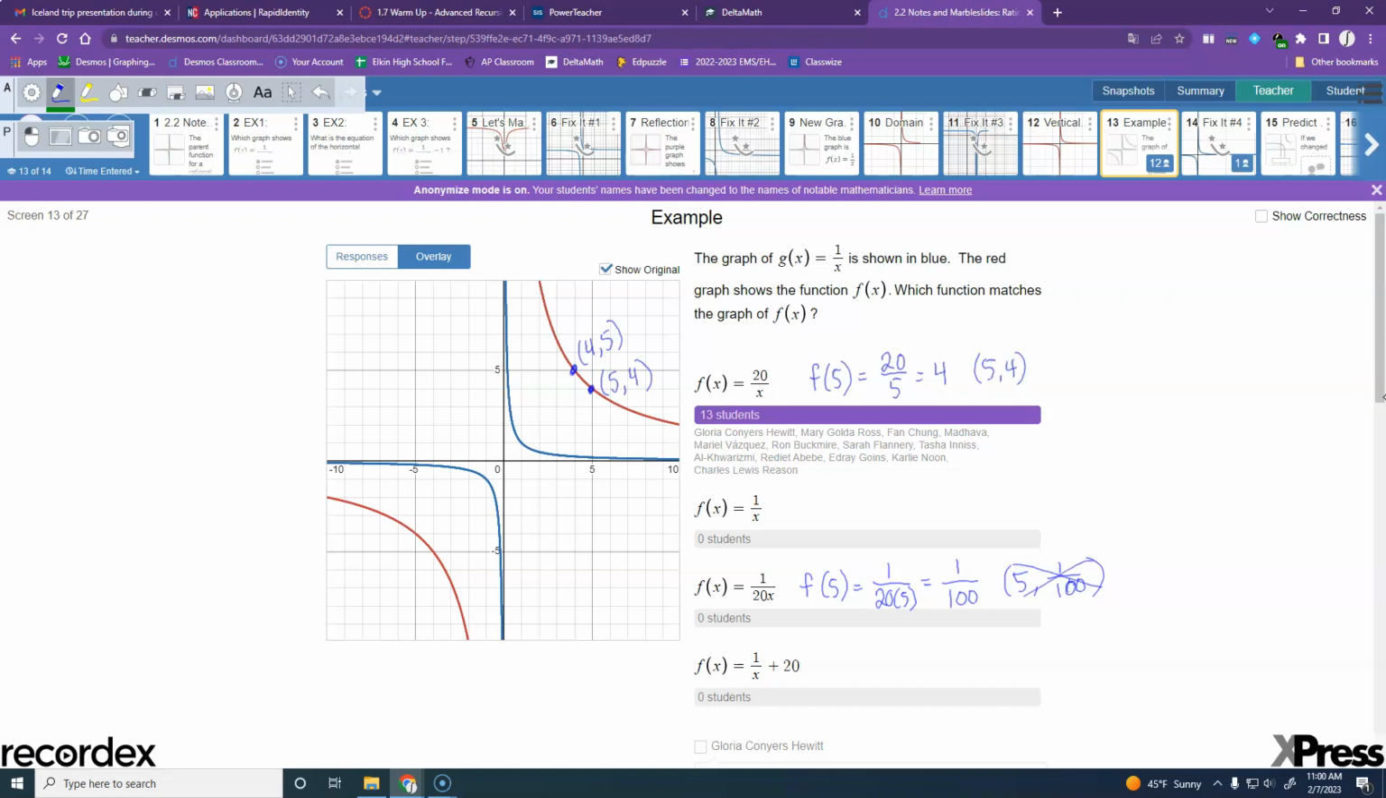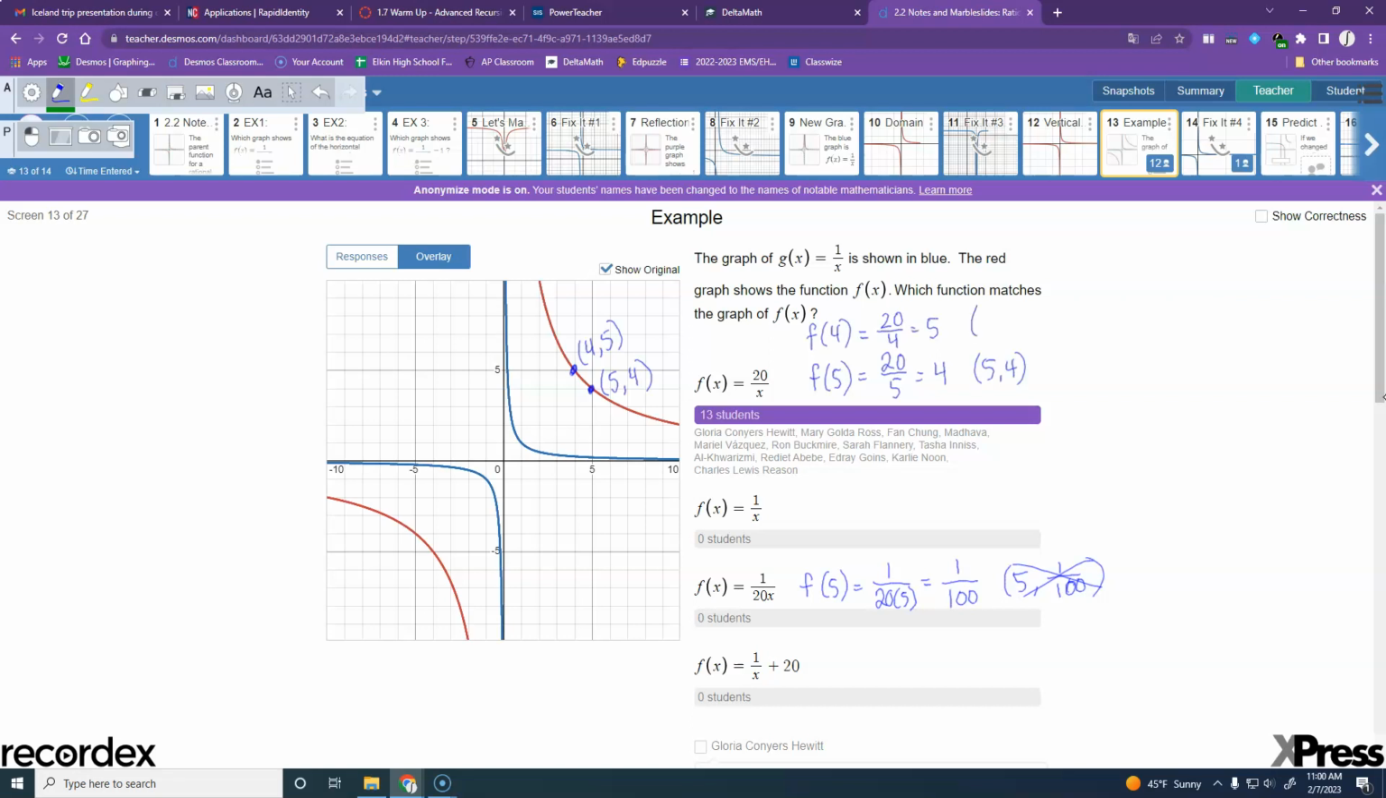When you're unsure, a lot of times there'll be a couple that you're unsure about, though you might be able to rule out a couple others. Try just picking a point and plugging it in. If I had picked 4 right here, if I do f of 4, that would be 20 over 4, which would give me 5.